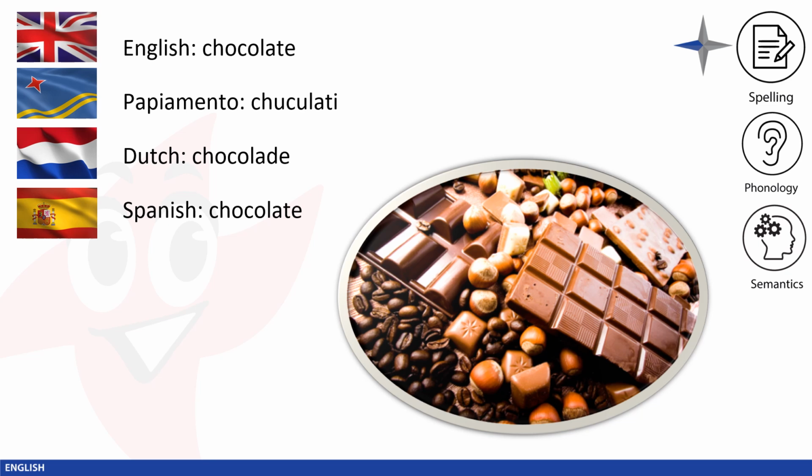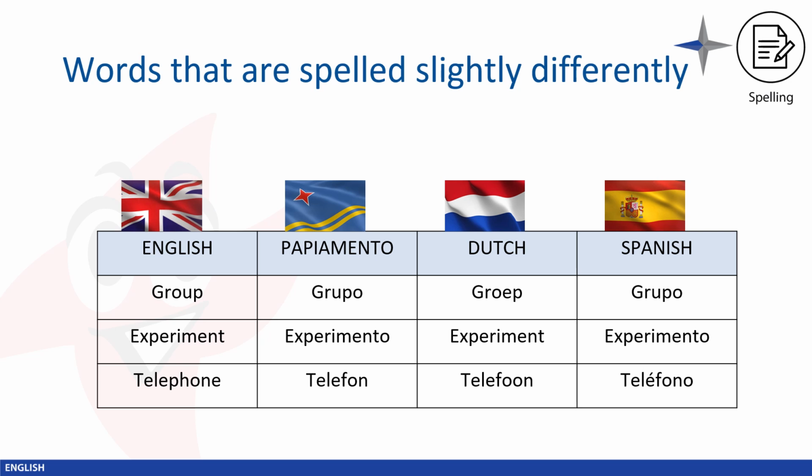Let's look at the word chocolate. It's a perfect example of a cognate. The English chocolate, chocolati, chocolade, and chocolate. Our focus is still on cognates, paying extra attention to the spelling. As you can see, the difference in spelling between the words on this slide is not that huge. The meaning of the words is the same.